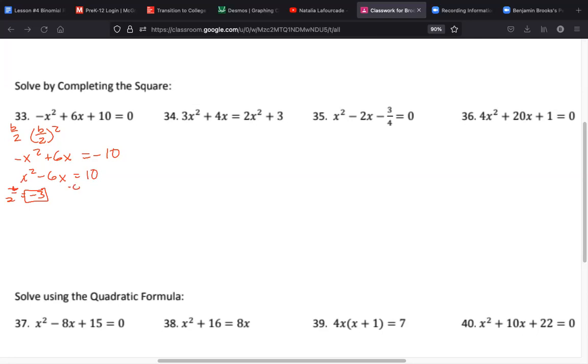So -6 over 2 squared is +9. So you then add 9 to both sides. -6 plus 9 equals 10 plus 9. And then you take the square root, you break this back down. So it's x minus 3 squared. Remember, it's x minus 3 squared because your b over 2 value was -3. So equals 19. Now you end up with x minus 3 is equal to plus or minus the square root of 19. We're taking the square root of both sides. So x equals 3 plus or minus √19.